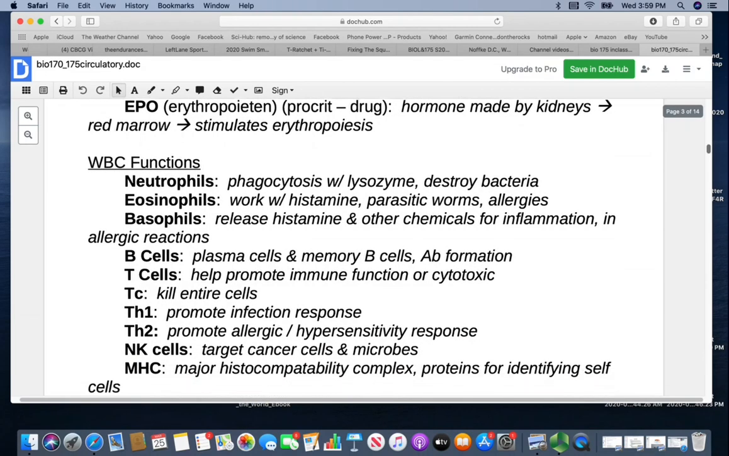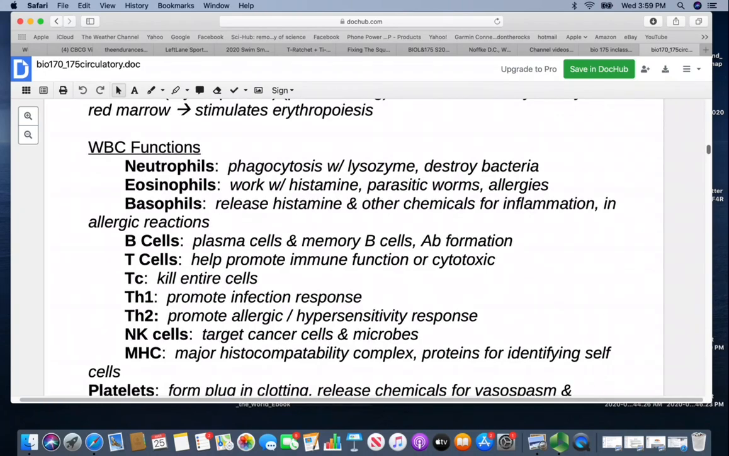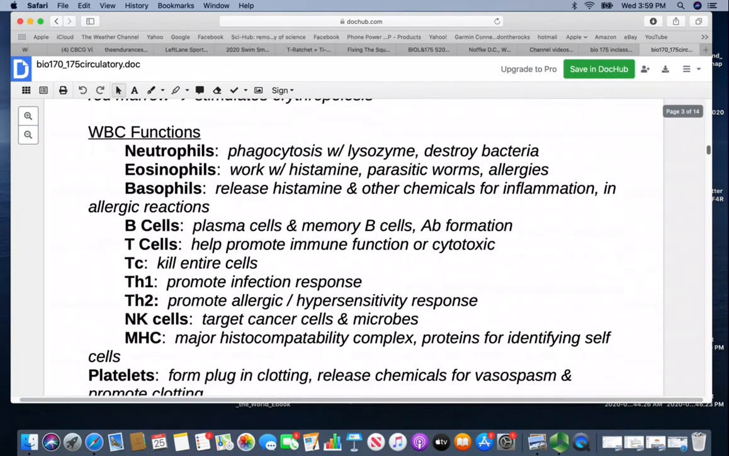So looking at white blood cell functions, neutrophils like to do phagocytosis. They've got lysozyme. Their snack of choice is bacteria. However, neutrophil levels can be elevated for numerous other things. So if you're looking on a blood count and you see neutrophils elevated, one of the possibilities is bacterial infection, but there are other things that can cause them to be elevated.